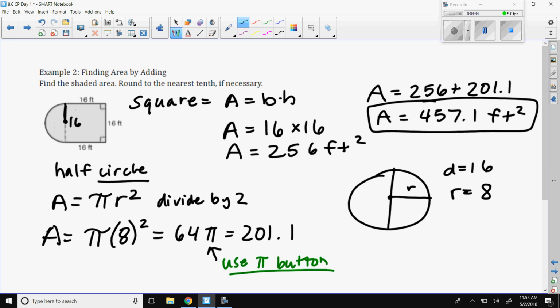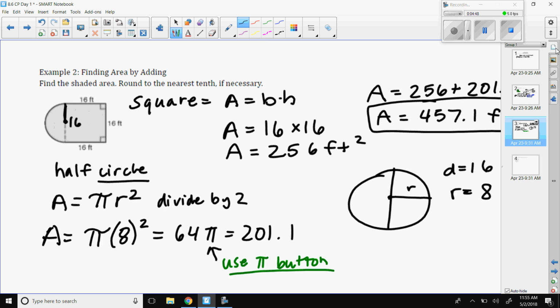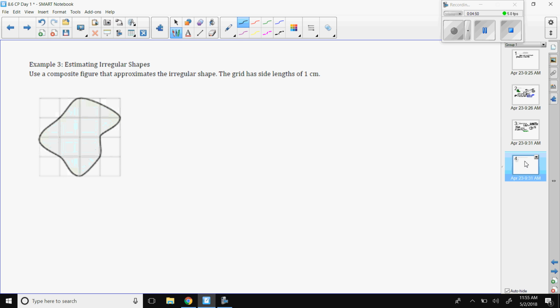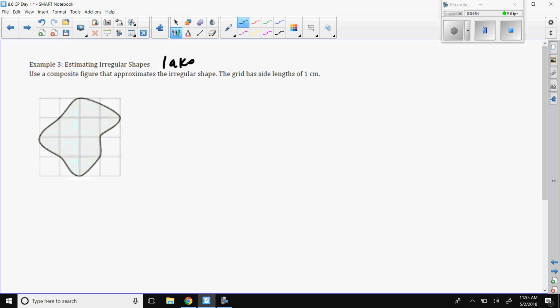That's your answer. The last part is talking about these irregular shapes. Okay, these could be maybe lakes, towns, any kind of weird spill or blob. And we want to figure out what kind of area that we're going to have for this. So we're going to use some shapes to help us figure this out.